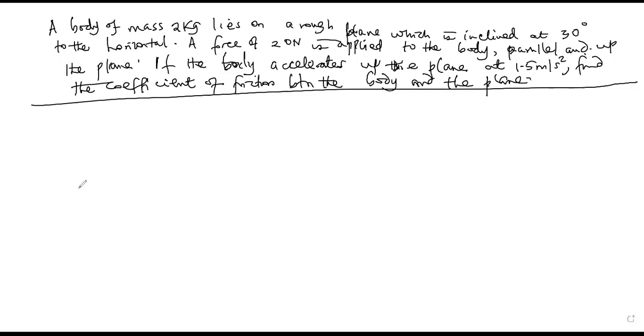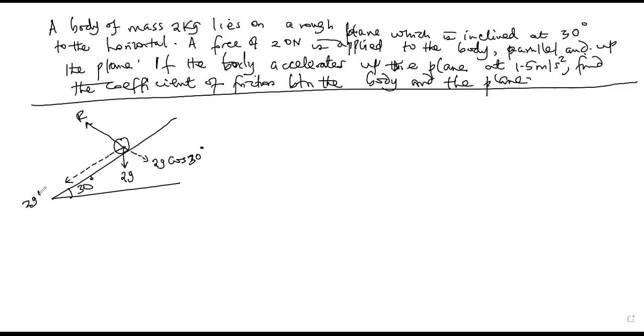So the body is of mass 2 kilograms, and the plane is inclined at 30 degrees. The weight is 2g, which has components: normal reaction, 2g cos 30 degrees, and along the plane, 2g sin 30 degrees.